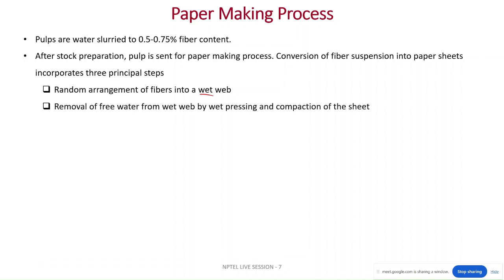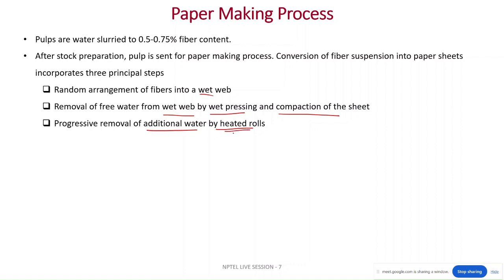Then the next step is the removal of the free water from the wet web by wet pressing and compaction of the sheet. Then slowly, the progressive removal of the additional water by heated rolls. So these are three principal steps. First, the pulp is being introduced onto the screen and there will be random arrangement of the fiber into the wet web. Then removal of the free water, that is by wet pressing and compaction of the sheet, and the additional water will be removed by heated rolls.